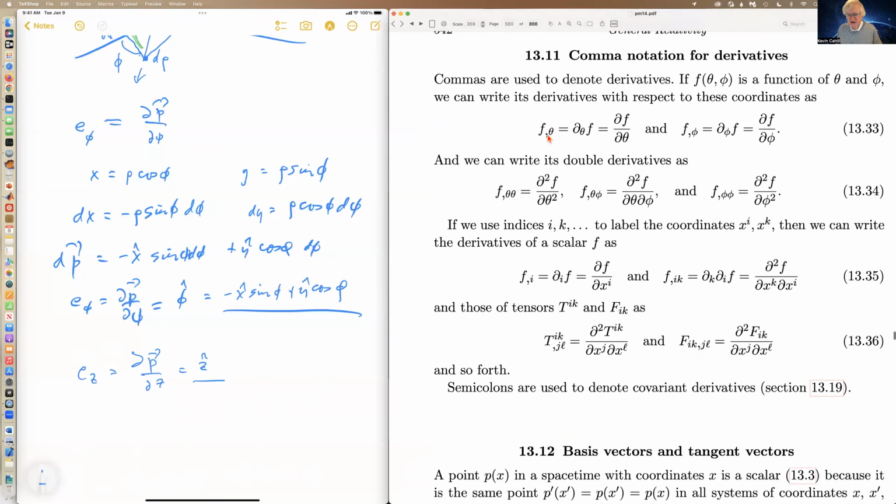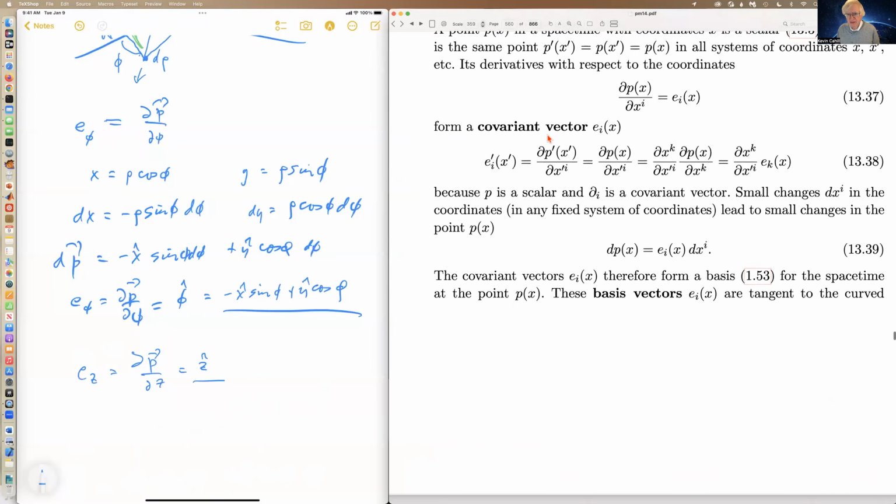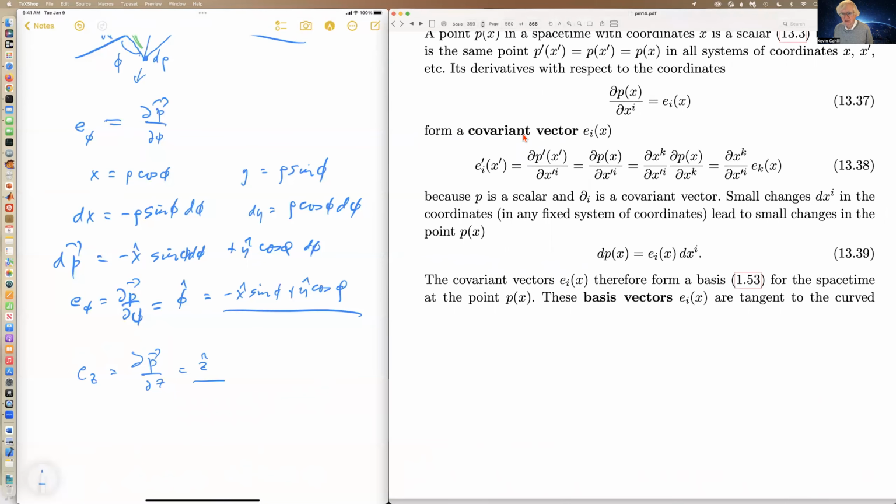What is nice about these things is that maybe I'll go through a little bit of this, which I'll be repeating tomorrow. So here I've defined the basis vector: the ith basis vector is the derivative of the physical point with respect to the ith coordinate.